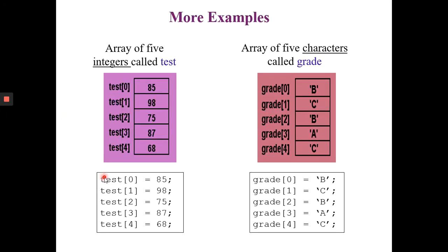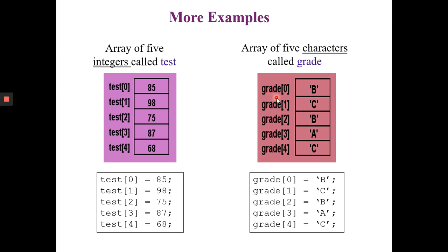There are more examples in this slide. For example, we have array test, and the index starts from 0 until 4, meaning the size is 5. Now we want to assign the value for each of the index. So what we do is test index 0 equals to 85, index 1 equals to 98, and so on. All these values will be assigned to the array. And finally, your array will be full with the values. All of the indexes have elements inside them. Okay, so this is array test. Another example is for array grade.